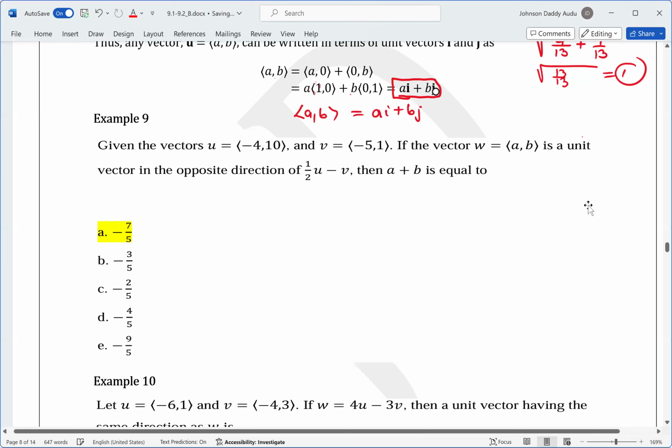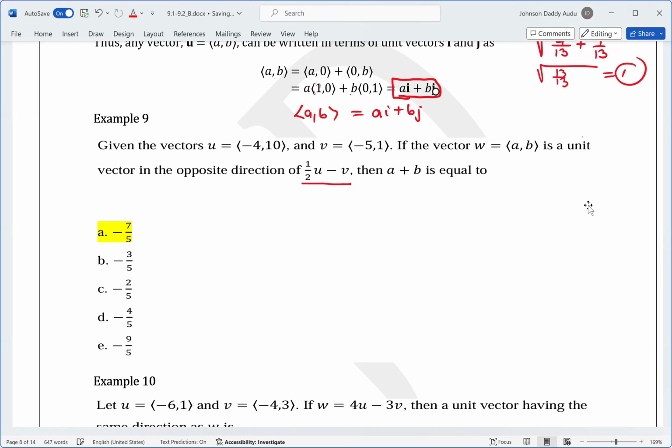So let's answer this question. It says, given the vector u equals (-4, 10) and v is (-5, 1), the vector w is a unit vector in the opposite direction of this vector. Then find what is a plus b.